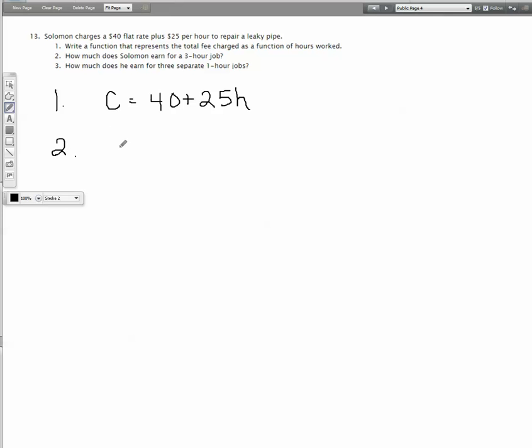How much does Solomon earn for a 3-hour job? Well, let's go ahead and substitute 3 in for h, because that's how many hours he is working. So 40 plus 25 times 3 is 75. So that gives me $115. So he earns $115 for a 3-hour job.